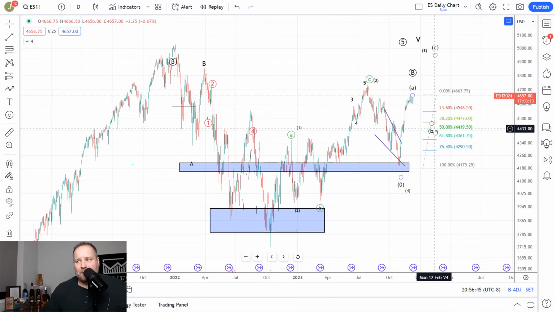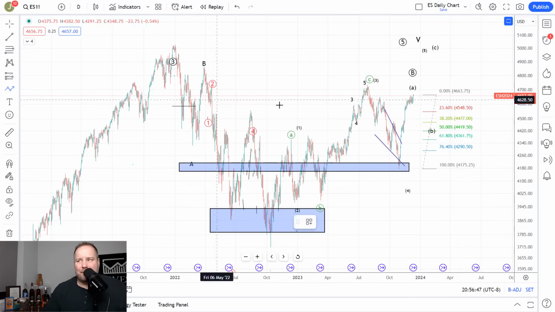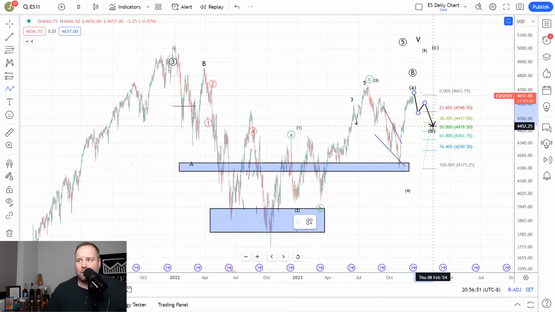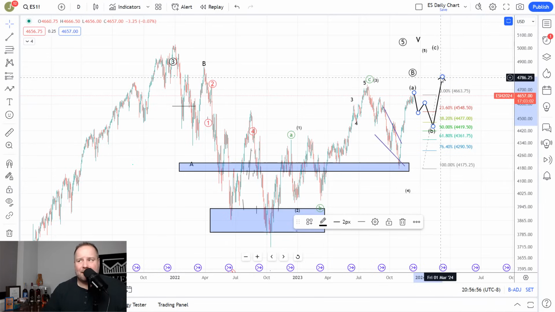We'd be looking for a B wave pullback. So still basically the same idea. You're looking for a 3-wave pullback into support and then an impulsive move back up to make new all-time highs. And as we've talked about for a while now, the pullback will tell the story.